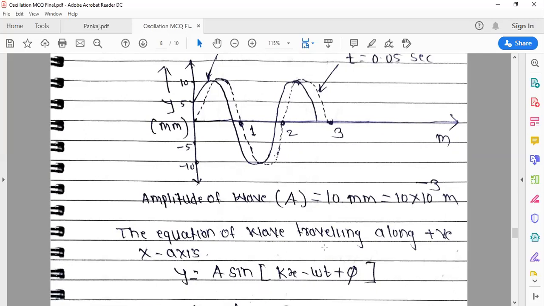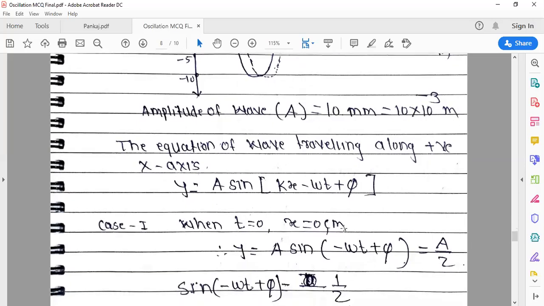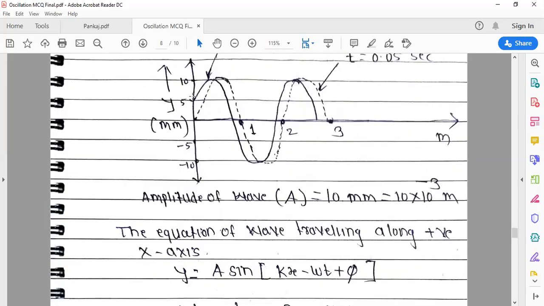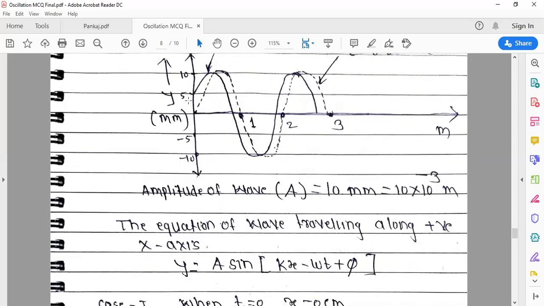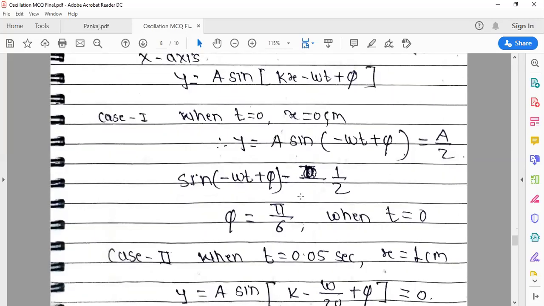This is the equation of a wave traveling along the positive x-axis. Case 1: when time t is equal to 0, x is equal to 0 centimeter. So y is equal to A sine of (0 minus omega t plus phi), and this is equal to A by 2, meaning half of the amplitude. So we get sine of this angle is equal to 1/2, and when the sine value is 1/2, theta is equal to pi by 6 at time t equal to 0.